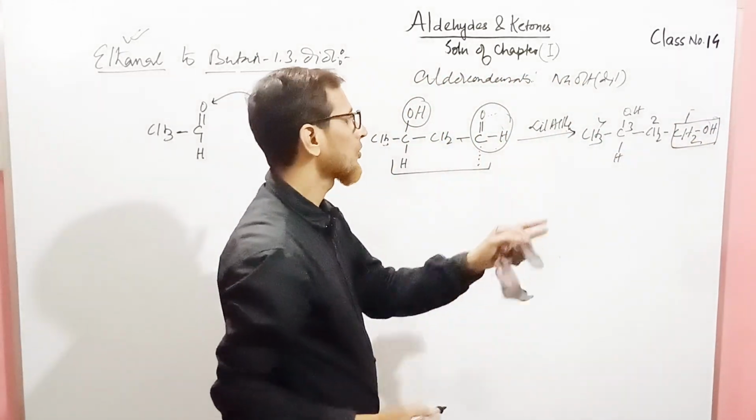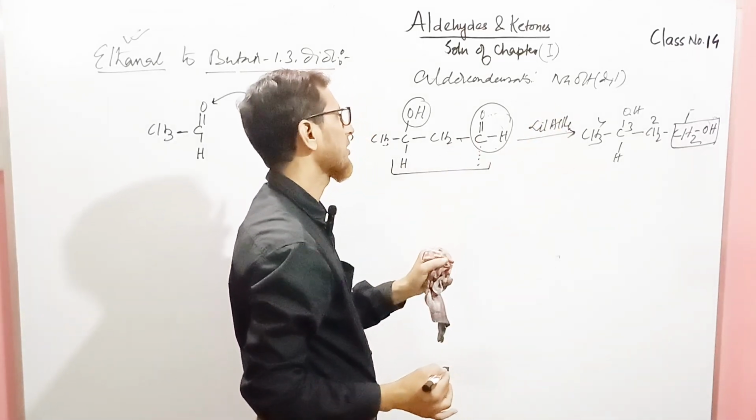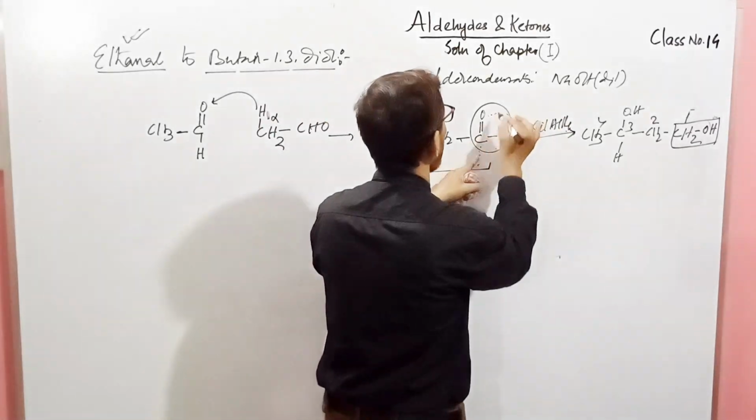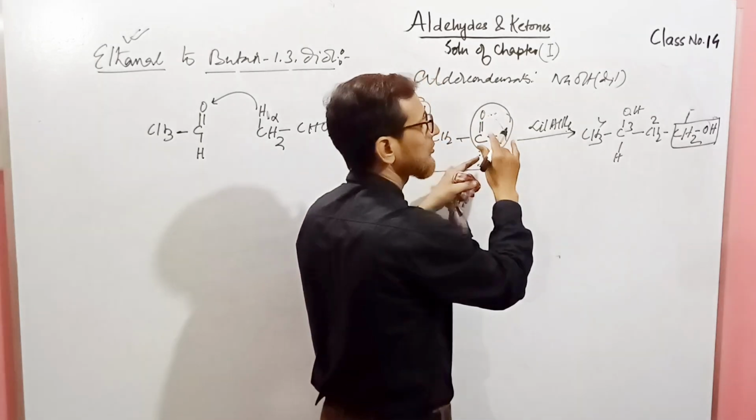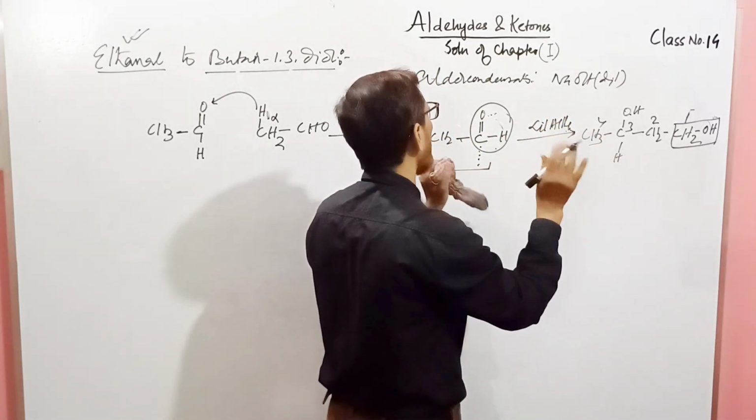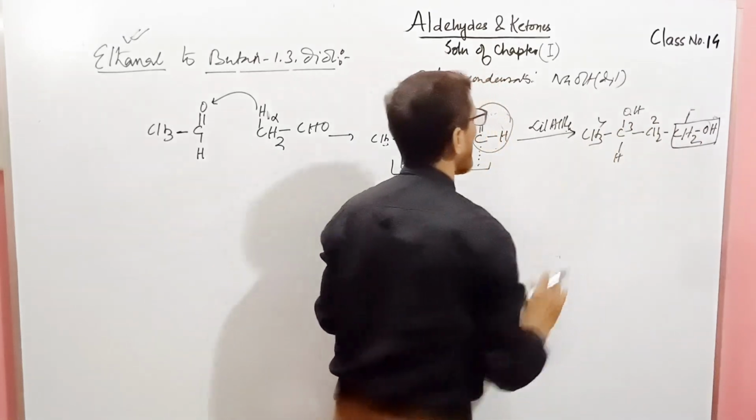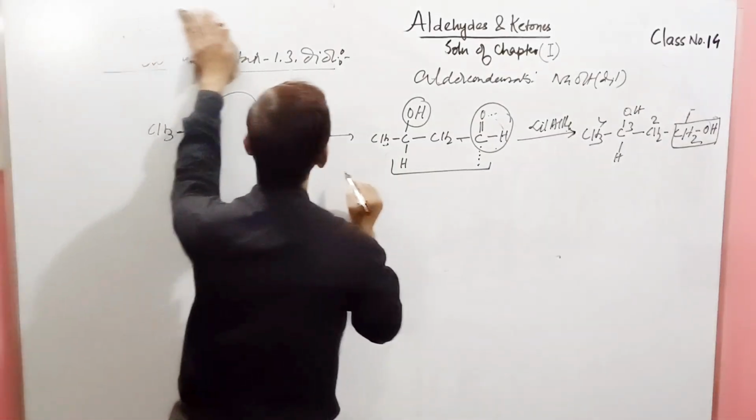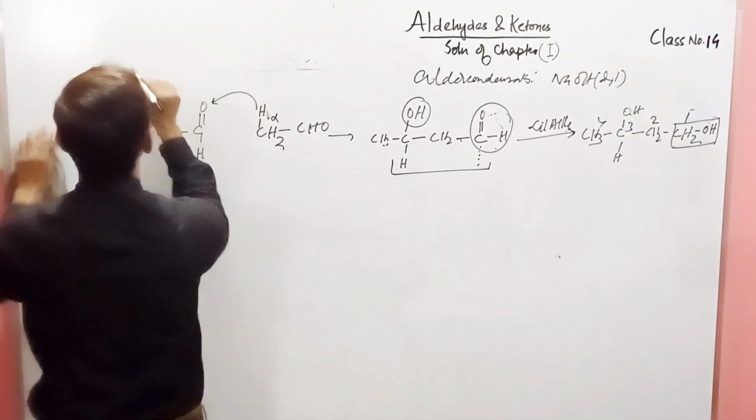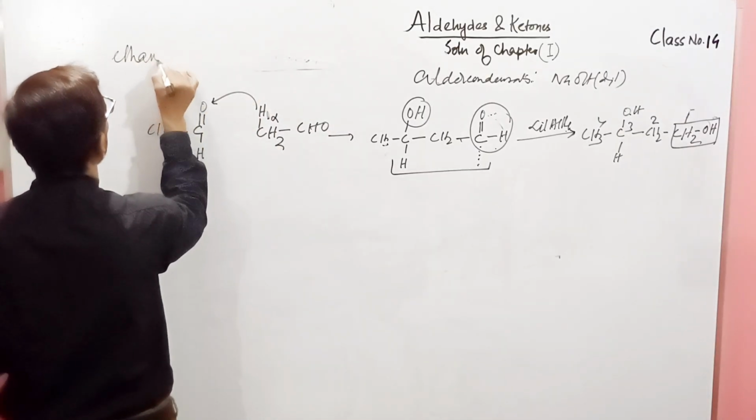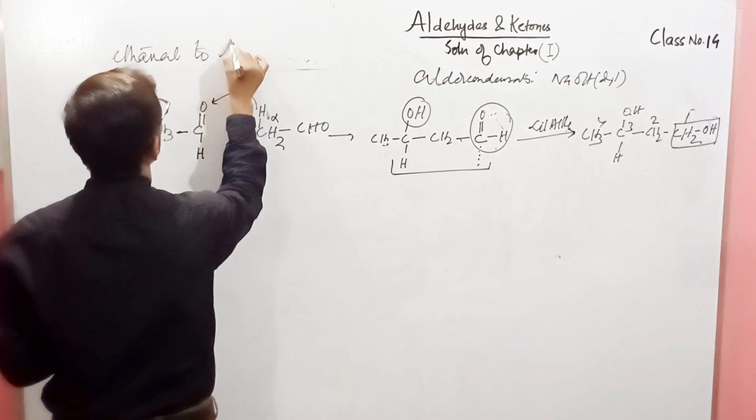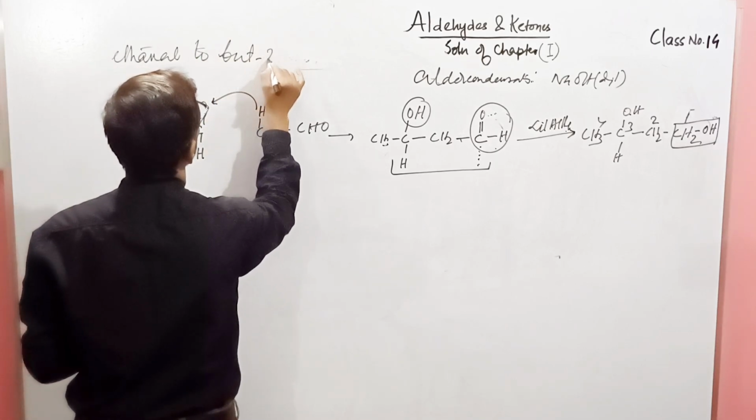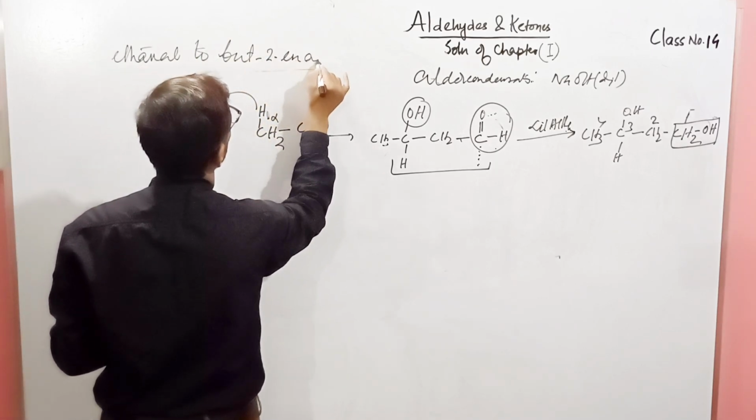Simply, those who don't know the reason for how H and H add up, simply write one hydrogen here, one hydrogen here, the double bond will break, otherwise you write CHO becomes CH2OH on reduction. Am I right? So this is ethanal to butane-1,3-diol.